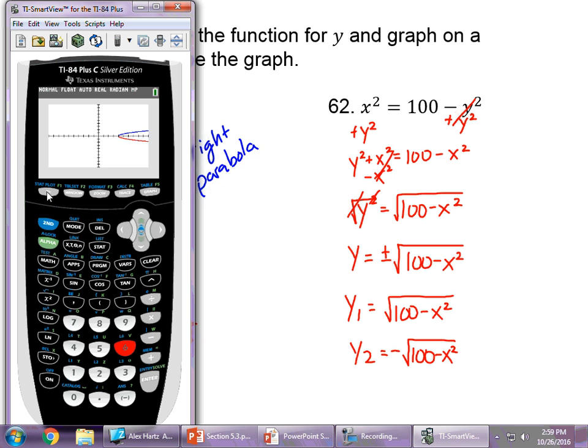So back to the calculator. Let's go to y equals. We'll clear out what we have. Under y1, we want the positive square root of 100 minus x squared. Okay, enter that. For y2, we want the negative square root of 100 minus x squared. And we'll graph that. Let's see what we get.